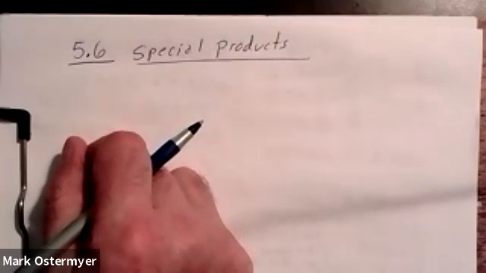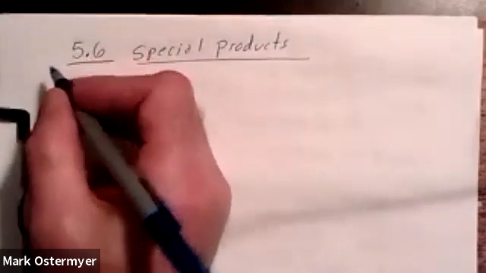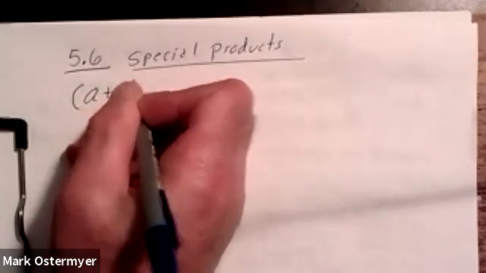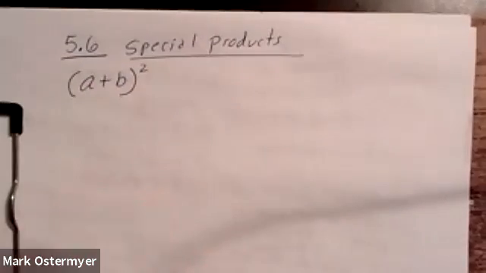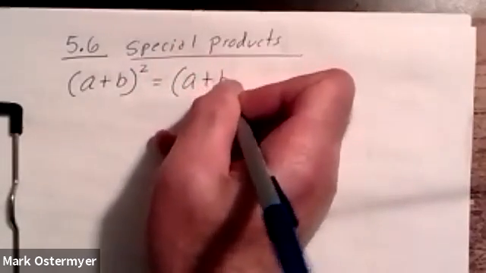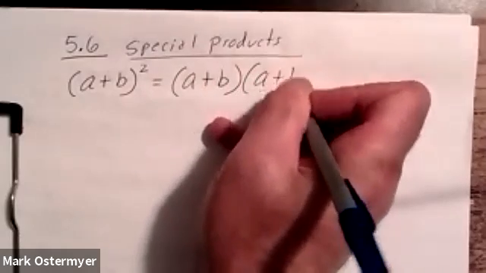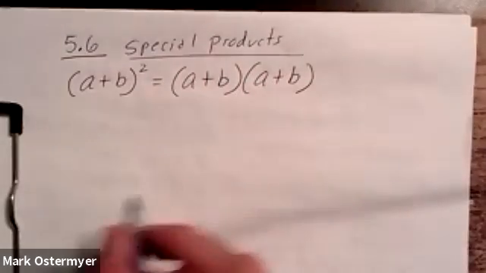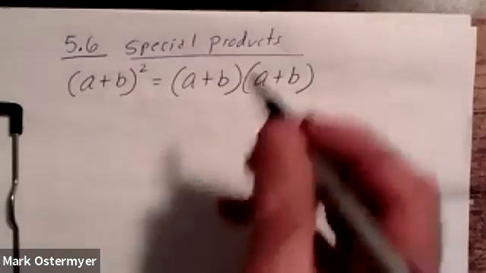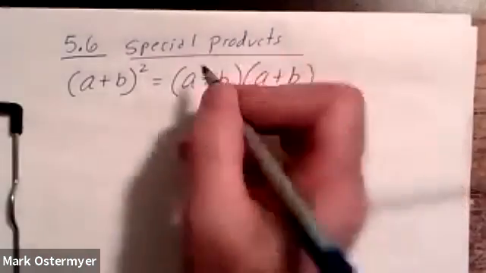Now, the first product that we're going to look at is what happens when we square a binomial. Like when you have a plus b and you square the binomial. This is the first special product that we run into in this section. And when you square a binomial, what does that mean to do? Well, it means to take the binomial and multiply it by itself, as that's true with anything that is squared.